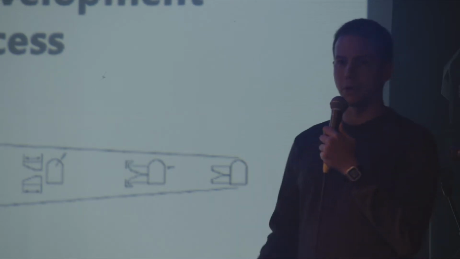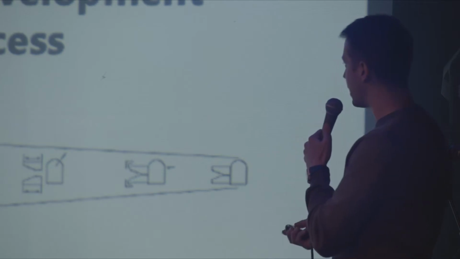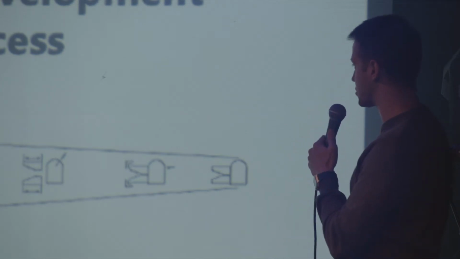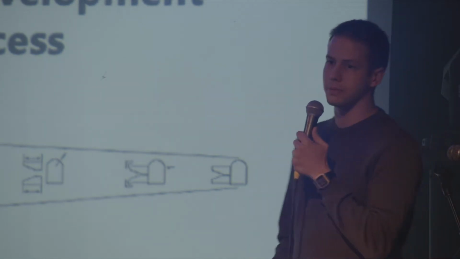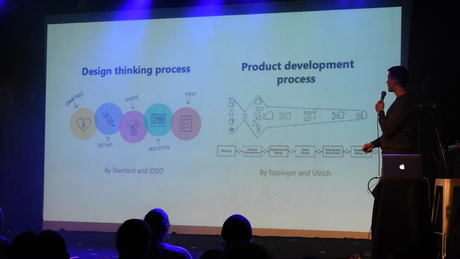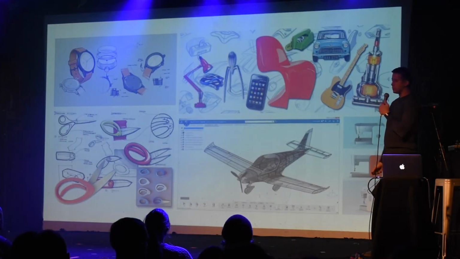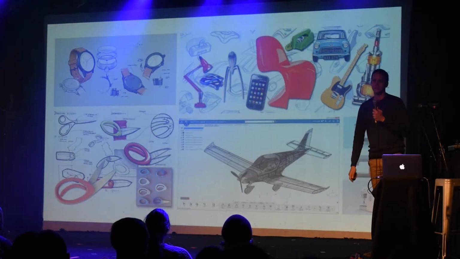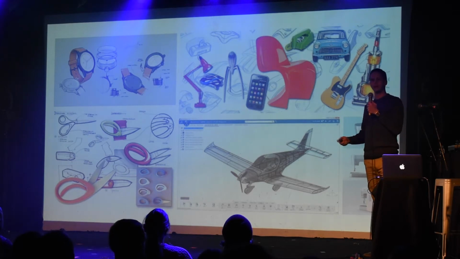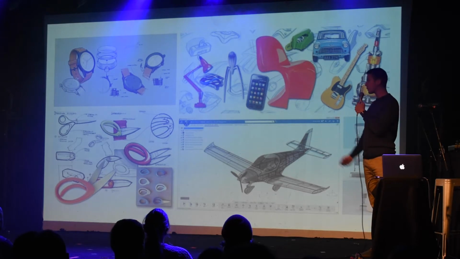But when we do product development, when we are actually trying to commercialize something, we have a bit more structured process that is called the product development process. And I'm going to show some examples of how it works tonight. So product design involves doing any type of design, from really basic stuff like scissors to really complex ones like airplanes.